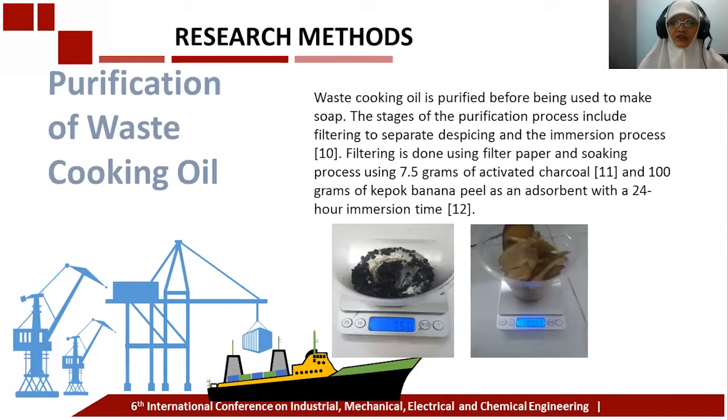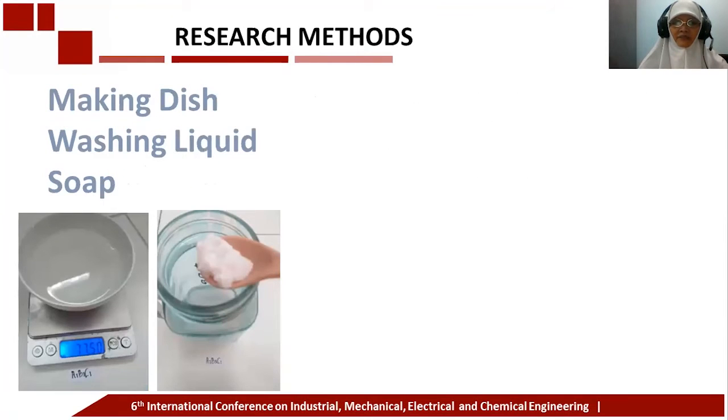Purification of waste cooking oil. Waste cooking oil is purified before being used to mix soap. The steps of the purification process include filtering to separate, dispensing, and immersion process. Filtering is done using filter paper, and the soaking process uses 7.5 grams of activated carbon and 100 grams of kepok banana peels as an adsorbent with 24 hours immersion time.